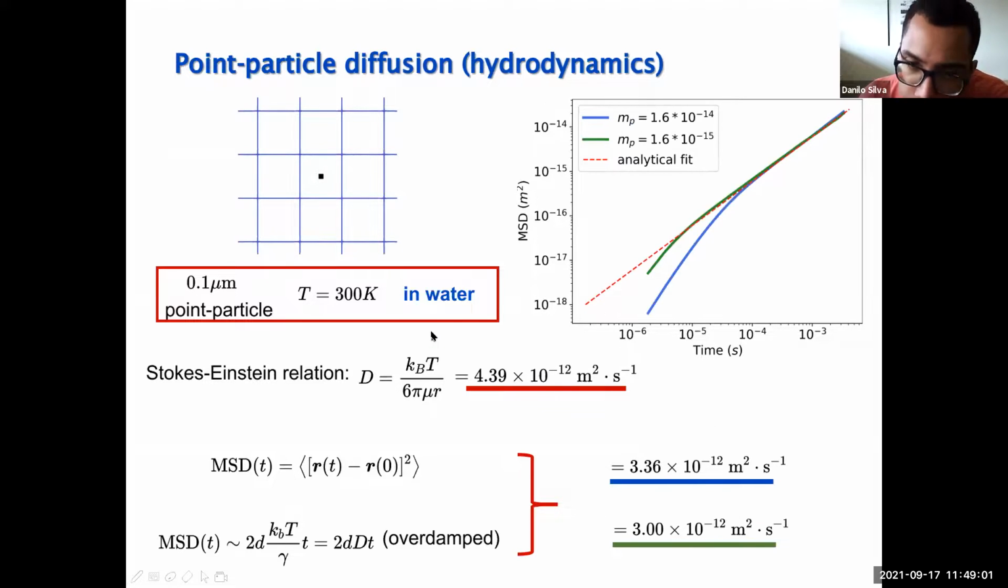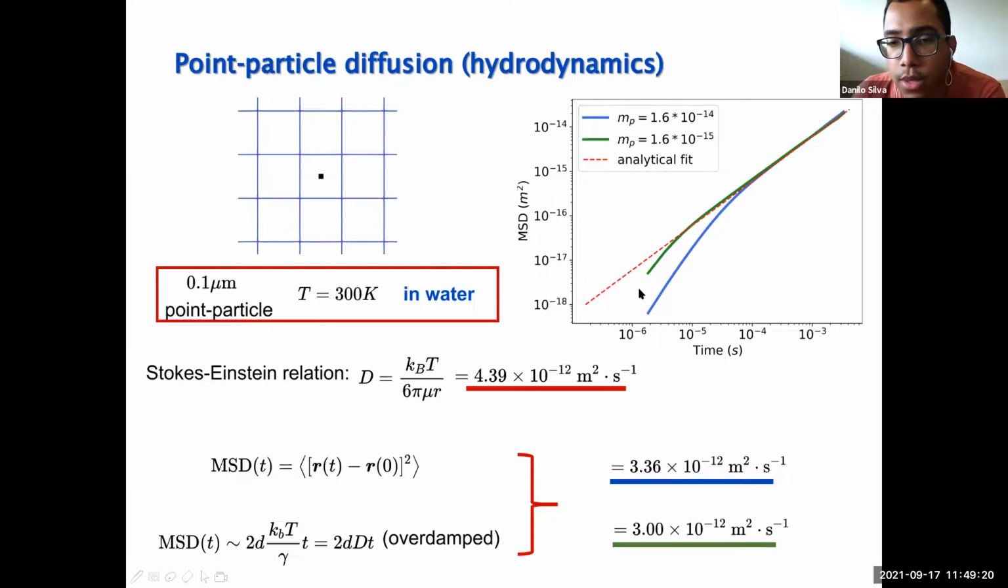Now, for point particle diffusion with hydrodynamics, with the friction coefficient, like I mentioned previously in the equation of motion, we can see that we are able to recover, at least at the same order of magnitude, the same diffusion coefficient.